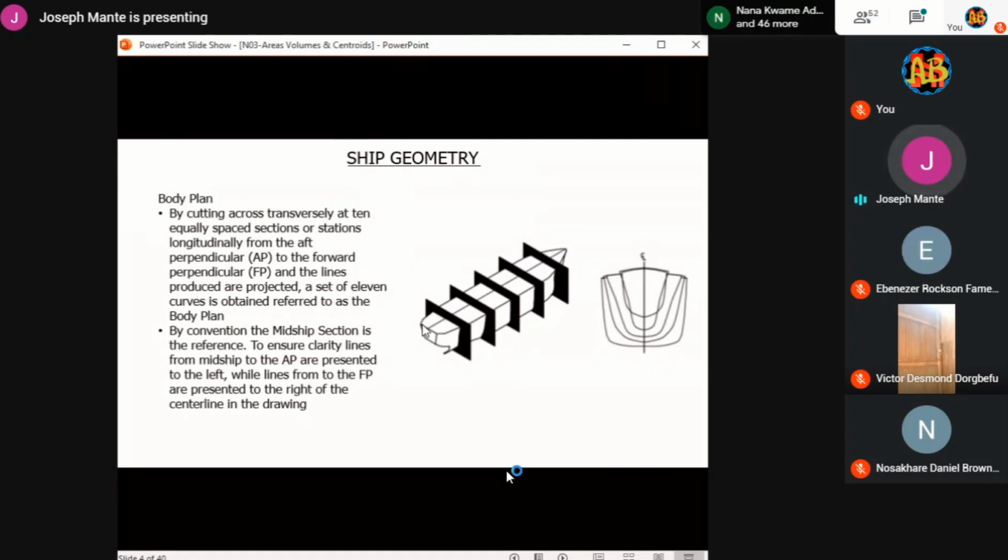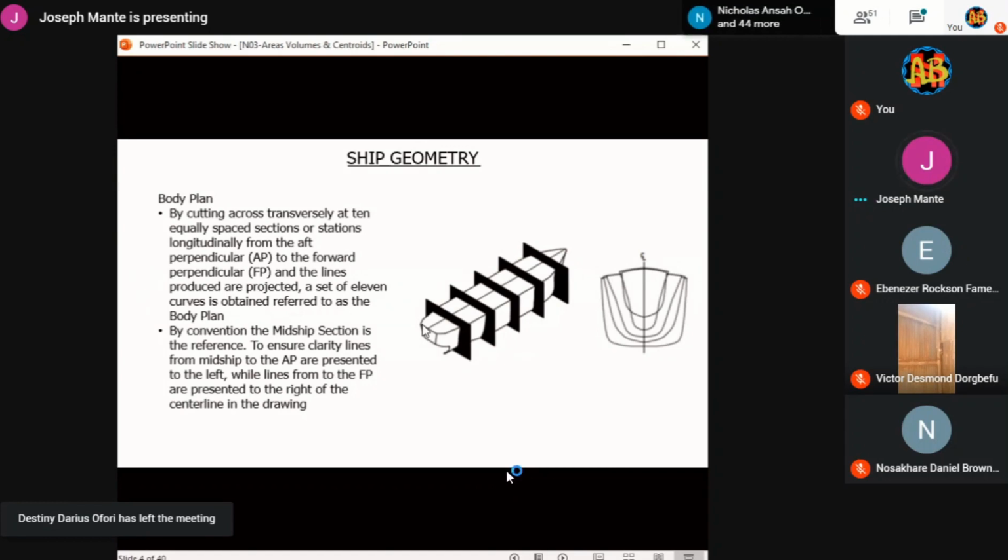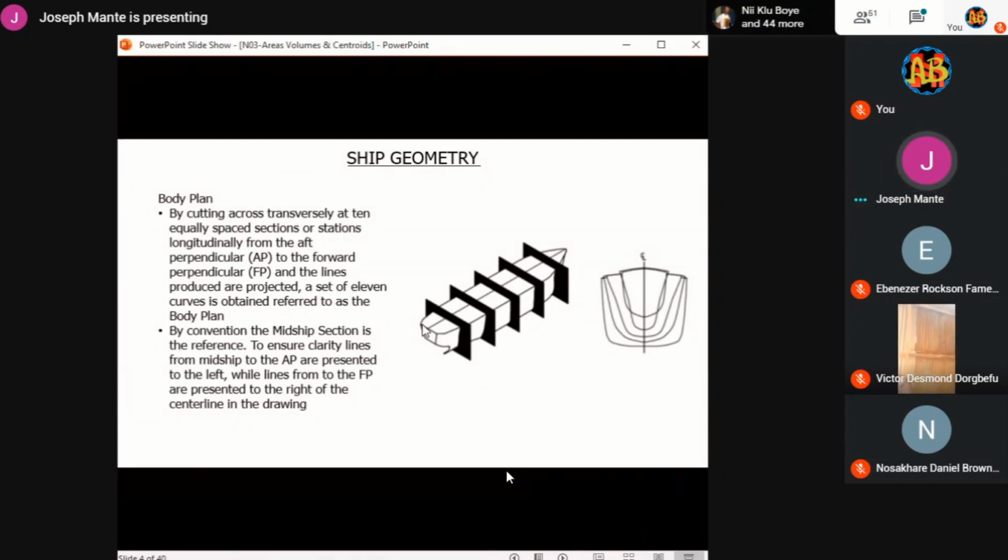So then we go to the body plan. Now, when you say a body plan, what is it? We say by cutting across transversely at 10 equal spaced sections or stations longitudinally from the aft perpendicular to the forward perpendicular, and the lines produced are projected, a set of 11 curves is obtained, referred to as the body plan.